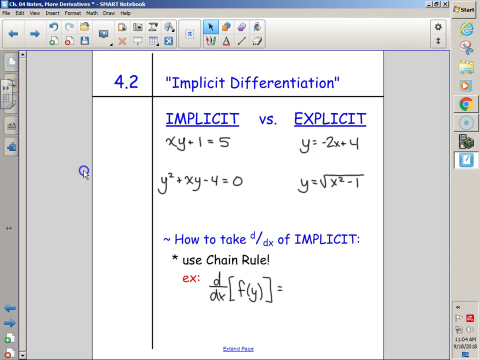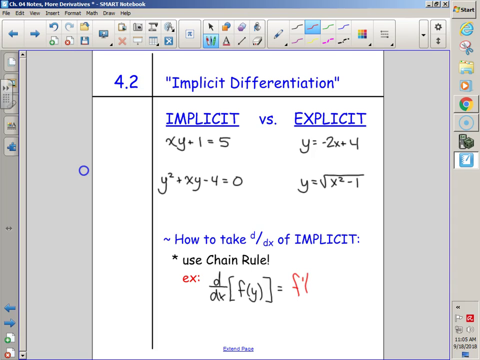Anyway, putting a few things together, but let's go ahead and come down here. How can we take the derivative of an implicitly defined function, relation, equation? Anyway, an implicitly defined thingamabob. How do we take a derivative? We have to keep in mind, whenever you take the derivative of something in terms of y with respect to x, we need to think of chain rule. So what would be the derivative of f of y with respect to x?